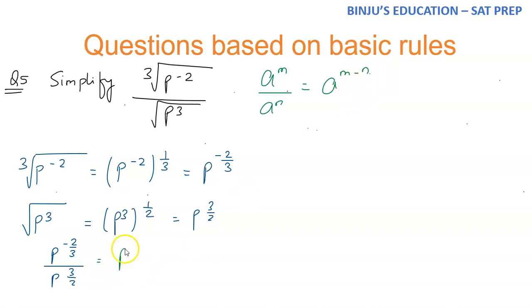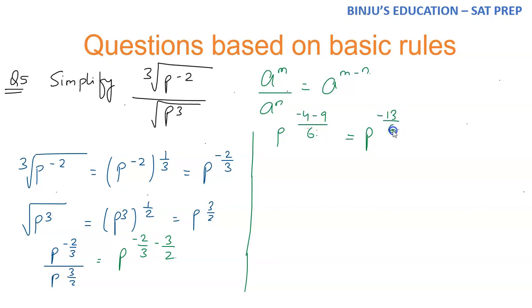So this can be written as p to the power minus 2 by 3 minus 3 by 2, which I can further rewrite by taking LCM in the powers. I'm going to take 6 as my LCM. This will become minus 4 and minus 9. So this will become p to the power minus 13 by 6. You can leave it as it is, but I doubt you will get the option in this form. You will have options in something like this.